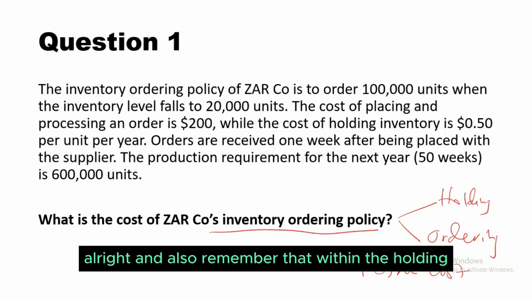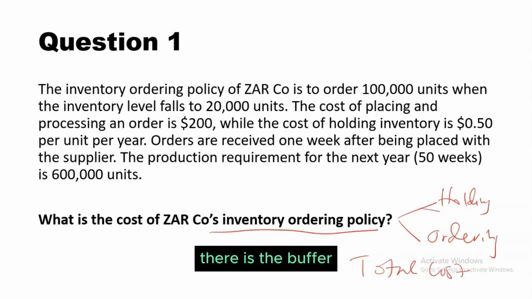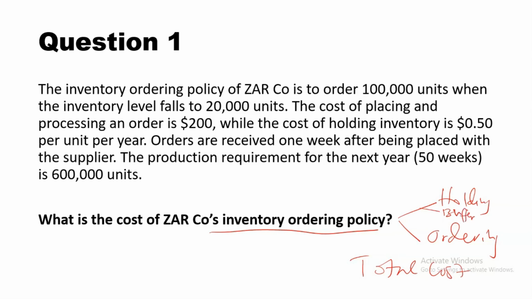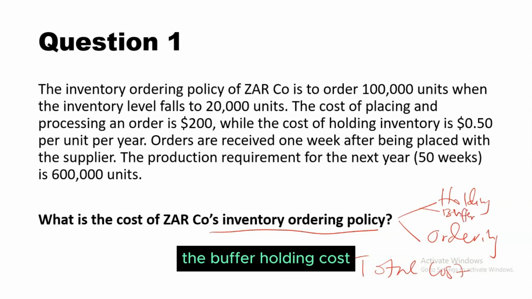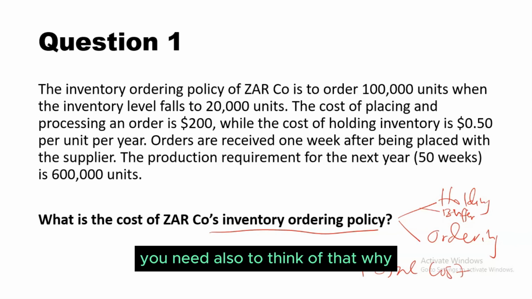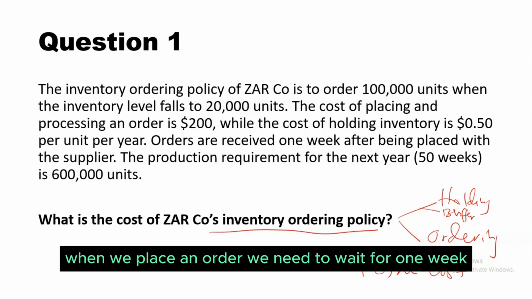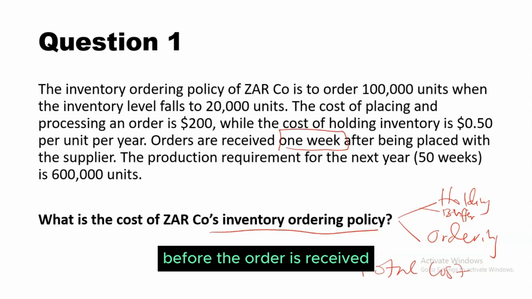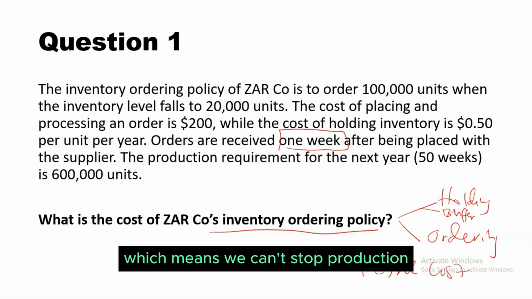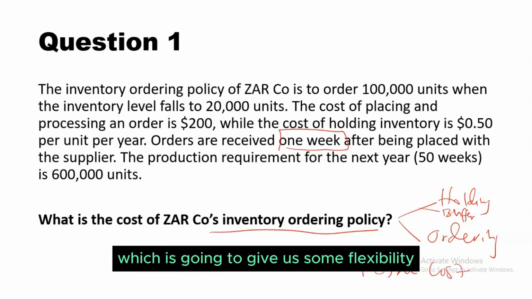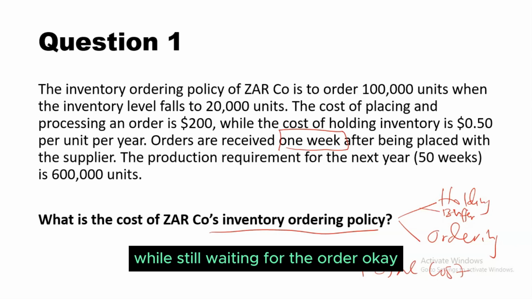All right, and also remember that within the holding there is the buffer holding cost, the buffer inventory holding cost. You need also to think of that. Why? Because when we place an order, we need to wait for 1 week before the order is received, which means we can't stop production in that particular week. We also need some buffer inventory, which is going to give us some flexibility while we'll be waiting for the order.